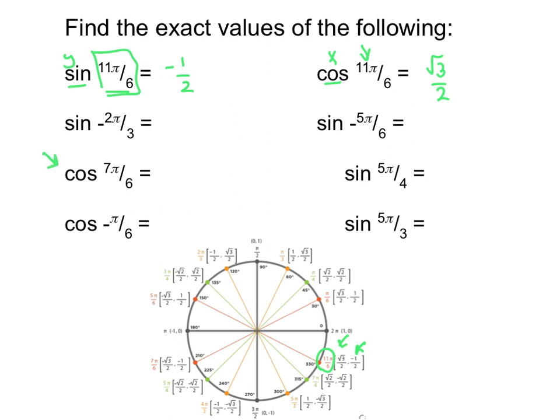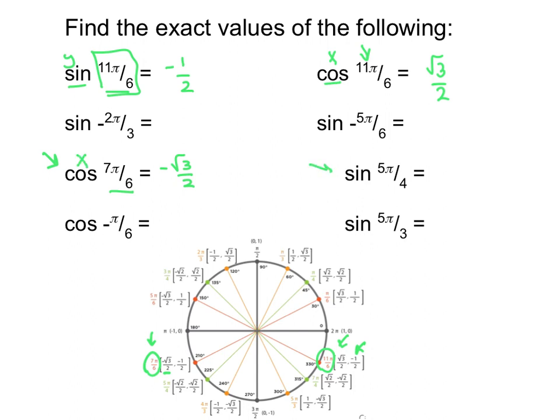I'm going to go to this one, 7 pi over 6. If theta is 7 pi over 6, here's where 7 pi over 6 is. It's slightly beyond pi. And I'm looking for the x value right there, and my x value is negative square root of 3 over 2. The reason it's x is because it's cosine.